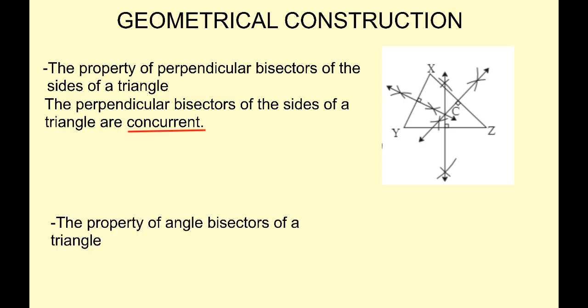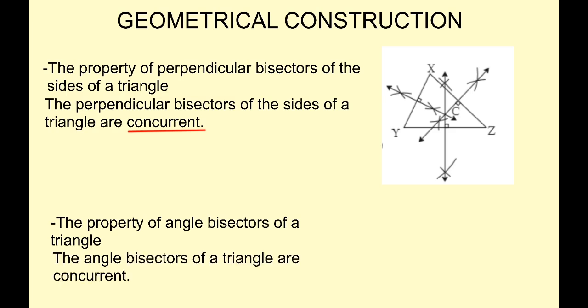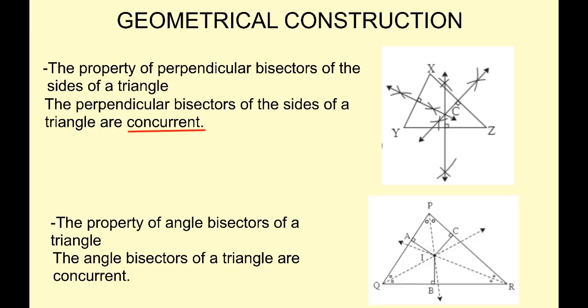The property of angle bisectors of a triangle. The angle bisectors of a triangle are concurrent. In this figure, you can see that these three bisectors pass through the same point. That is, they are concurrent. The point of concurrence is I. Note that the point of concurrence of the angle bisectors of a triangle is in the interior of the triangle.